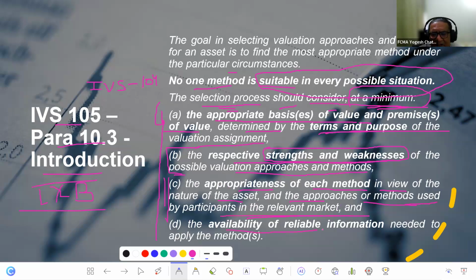And the availability of reliable information needed to apply the method. Unless the data are available, unless the information and the details are available, we cannot make a choice of a valuation method or approach. So that is about the selection process of the appropriate valuation approach and method.